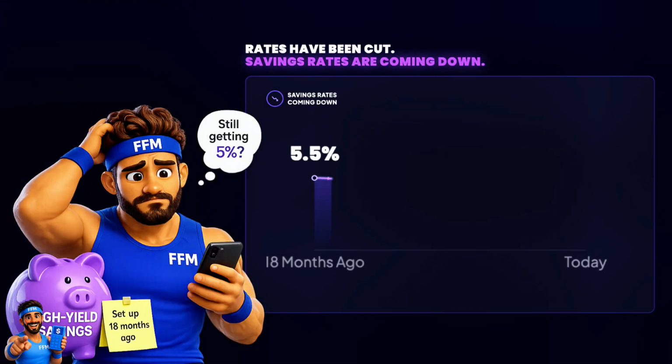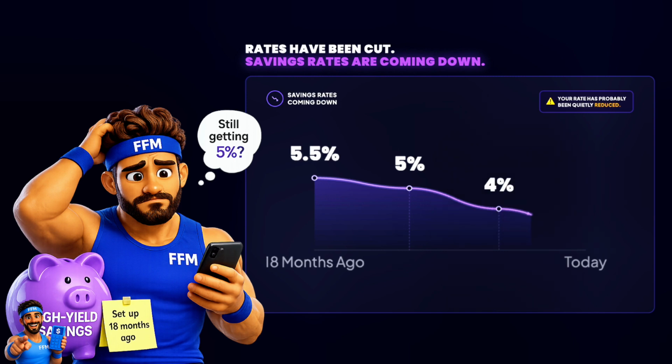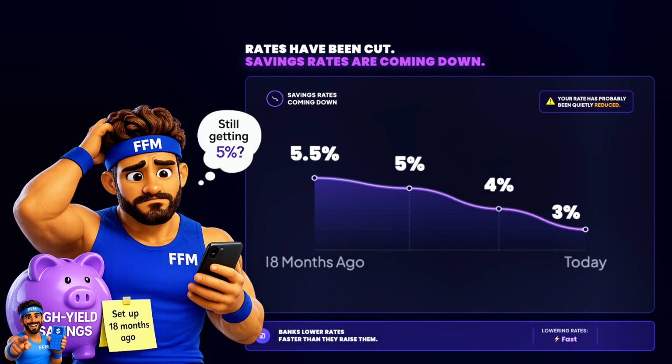The bad news is that we're now in the opposite part of the cycle. Rates have been cut, savings rates are coming down with them, which means if you're still sitting in a high yield account earning 5% because you set it up 18 months ago, it's worth checking. That rate has almost certainly been quietly reduced. Banks are much faster at lowering rates on savings than they are at raising them. It's funny how that works.